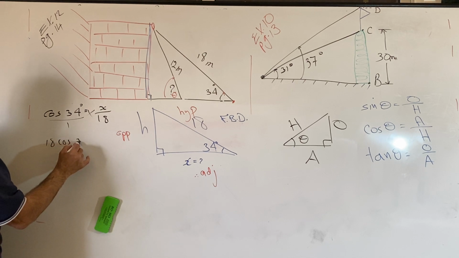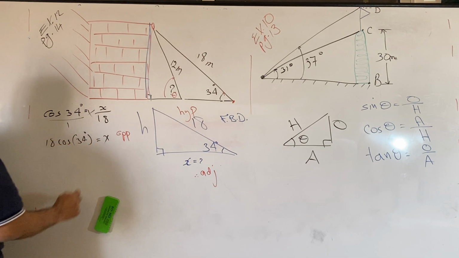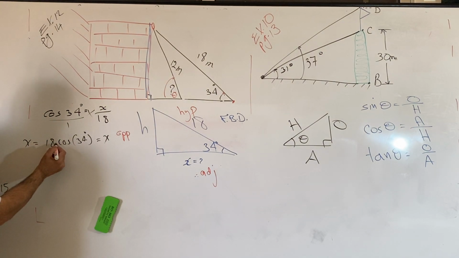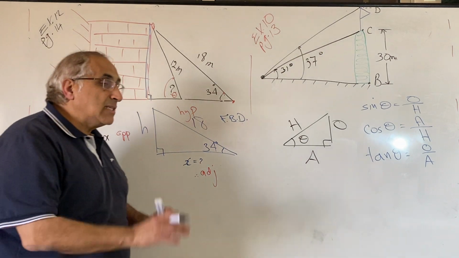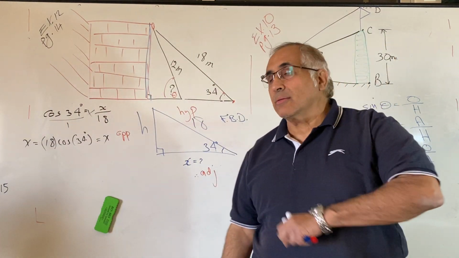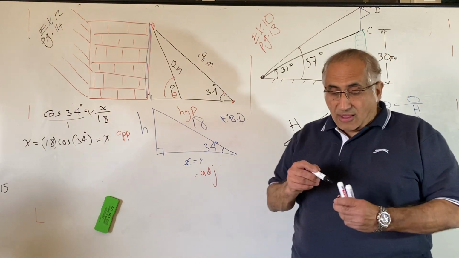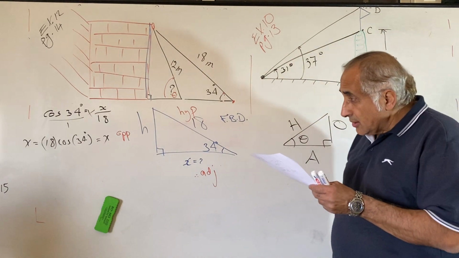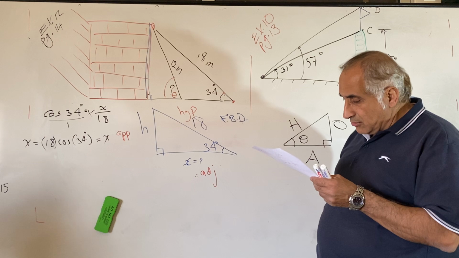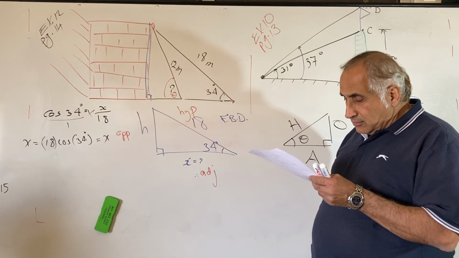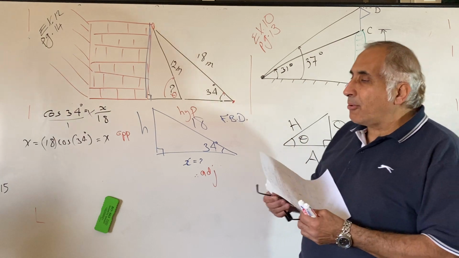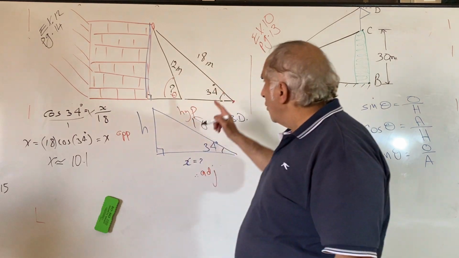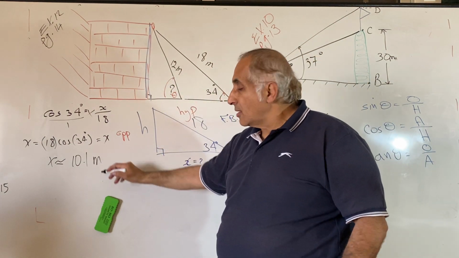18 cosine 34. Some people like to do it like this. No problem. Some people like to put the X here. It doesn't matter how you write it. Just make sure you write what you like, and neat. Okay. If you use your calculator, all right, I hope I'm right. Am I using sine or cosine here? I'm using cosine. 18 cosine 34 is about 10.1. These are all dimensions in meters, so we put this in meters.